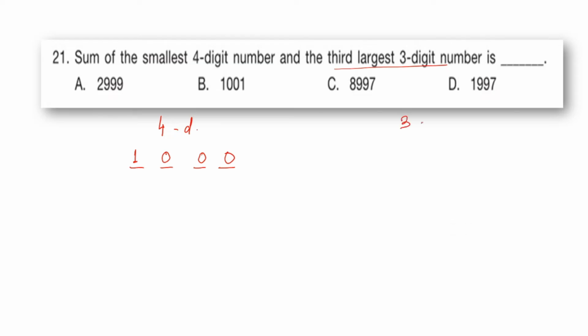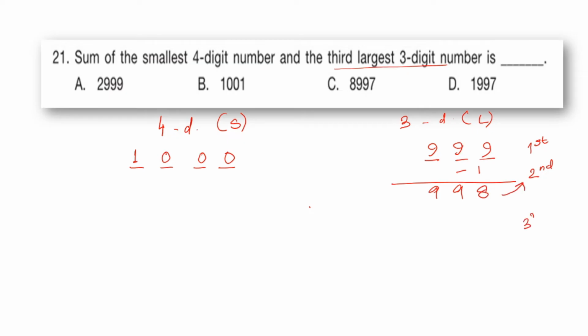Now let's look at the largest 3-digit number. Largest, okay, this is, and here I'll write smallest. So the largest 3-digit number will be 999. Now this is the first largest 3-digit number. The second largest 3-digit number will be this minus 1, that is equal to 998. So that is the second largest, and the third largest would be 998 minus 1, which is 997. So this is the third largest, and now we need to find the sum of the two.